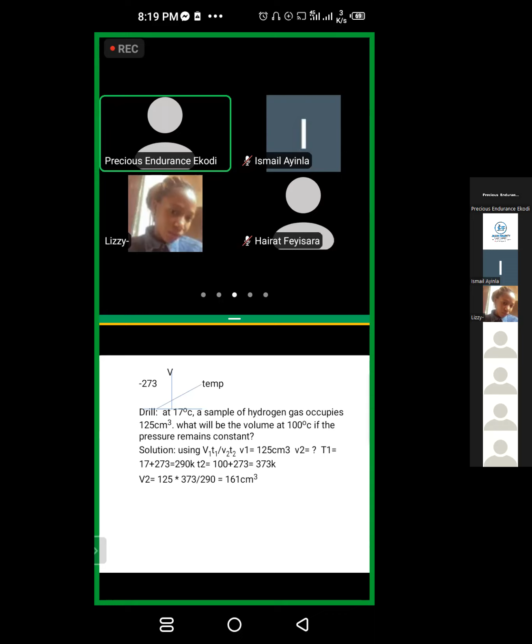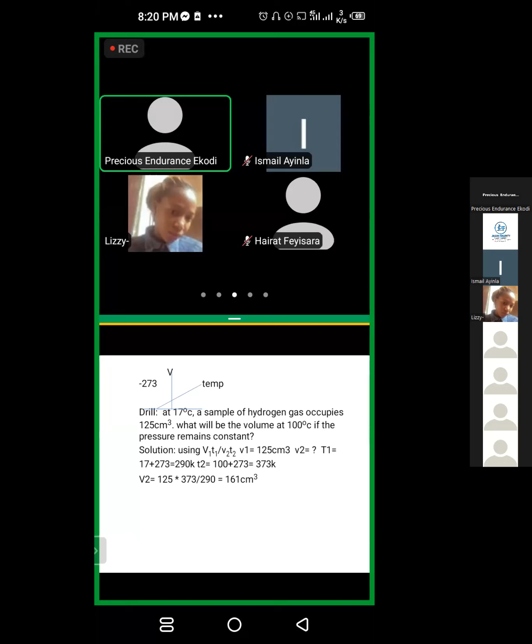V2 is unknown. T1, remember, here it is given in degrees Celsius. You must convert it to Kelvin. So how do we convert it to Kelvin? We did 17 plus 273. And what did we get? 290 Kelvin. Now, for T2, we have 100, which is its temperature, plus 273. And what do we get? 373 Kelvin. So that's how we converted both temperatures in degrees Celsius to Kelvin, just by adding 273.